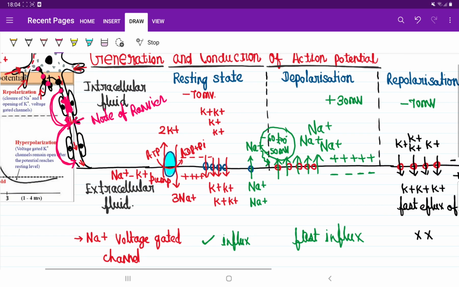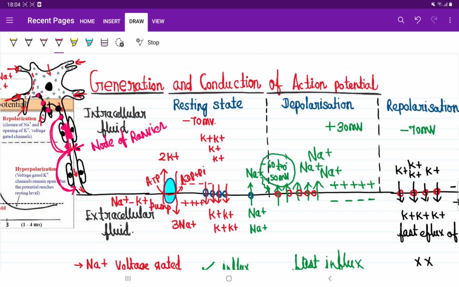Now many kinds of questions can be asked. What are the major factors that maintain the minus 70 millivolt charge at resting state? The major factor is the sodium potassium pump. The sodium potassium pump mainly maintains the minus 70 millivolt charge, and the next major factor is the potassium ion channel, which causes efflux of potassium ion.